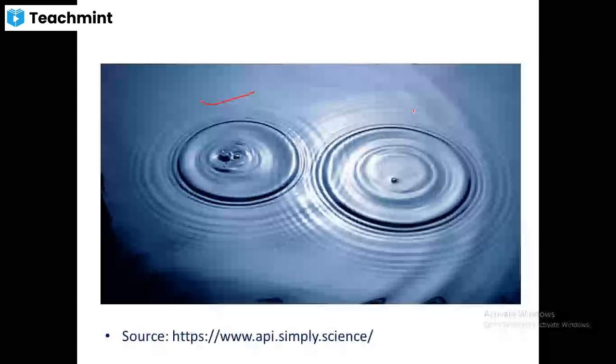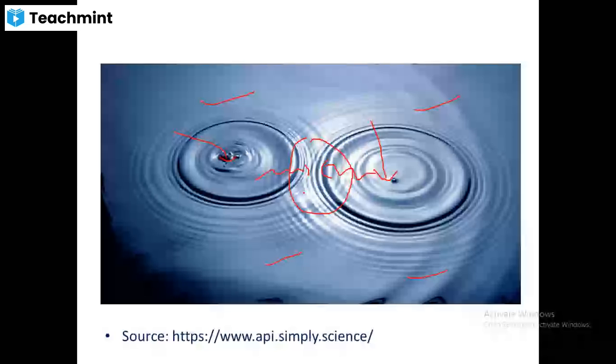So if you throw two stones simultaneously at two different locations, you can see the waves are spreading in this direction, the waves are spreading in this direction, and at this area they are intersecting. Means what? They're undergoing interference. They're interfering with each other, and they are giving rise to different combinations of waves in this area.